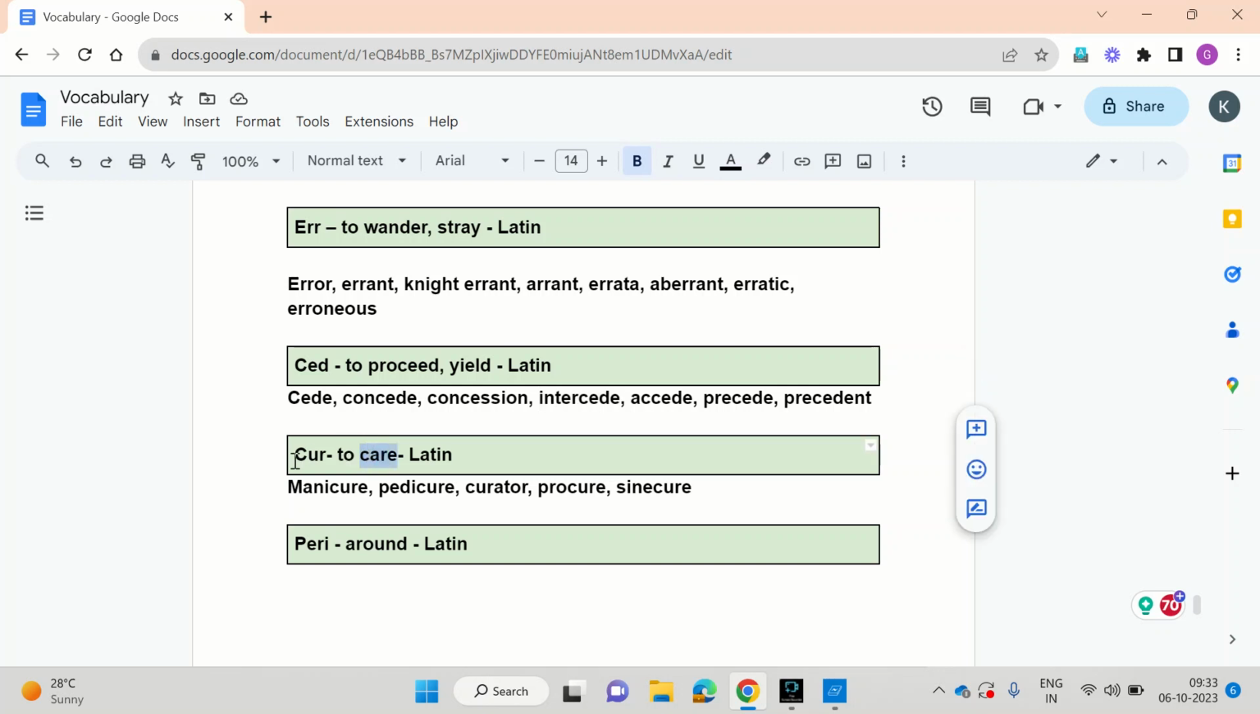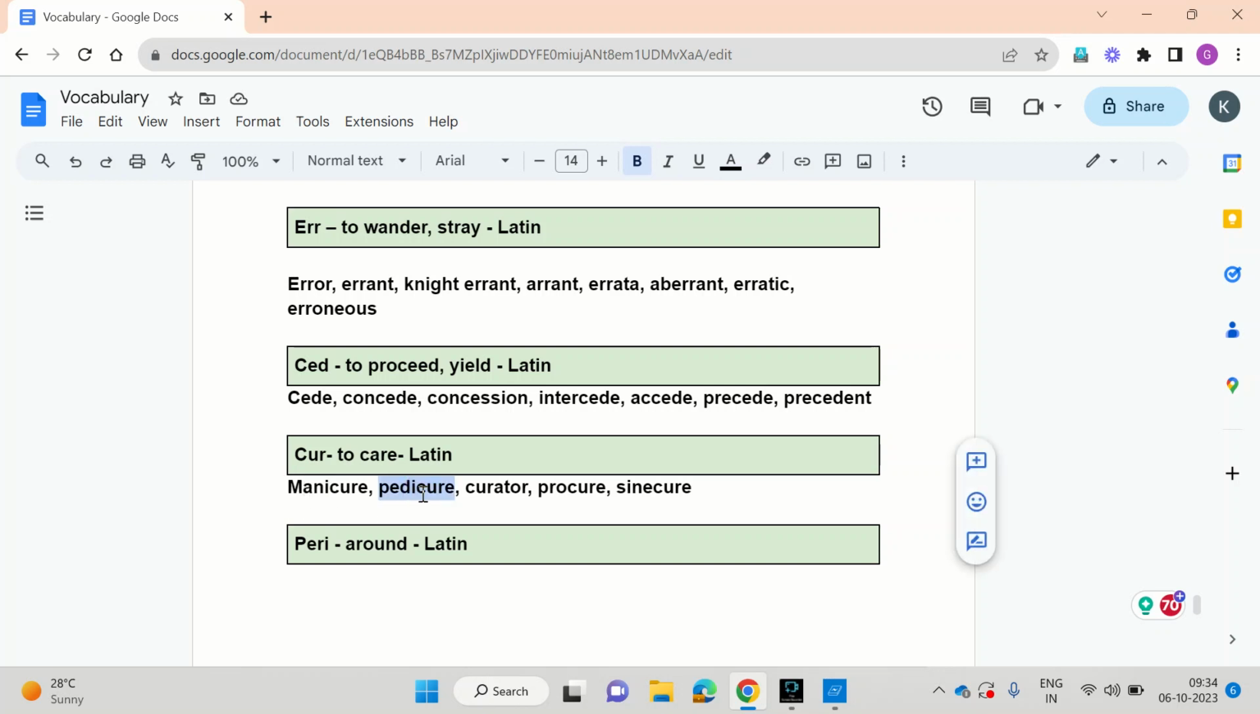Cur. Cur means care. Cure is also coming from this cur only. What is curing? Curing is caring. Manicure. Manicure means caring for hands. Nowadays you would have seen a lot of manicure treatments. What do they do? They treat the nails, they paint the nails, etc. A lot of fashion related places that you would have seen. Manicure is caring of the hands.